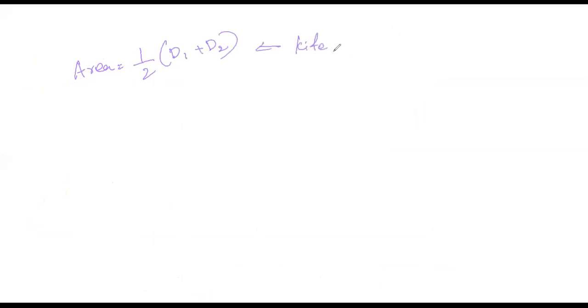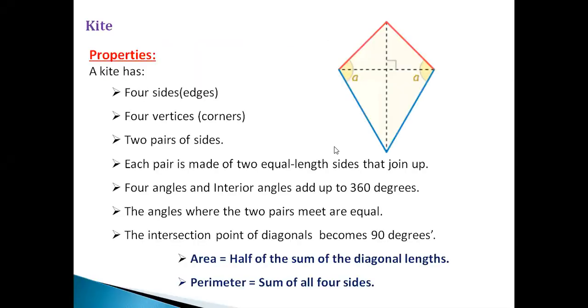In a kite, most of the time, rather all the time, whenever they ask you to find the area of a kite, they will give the length of these diagonals. So then just add those and divide by 2. Same as the rhombus we learned, isn't it? Yeah, I think that's it. That's it for kite. So same formula. So that's why I'm not explaining the example one.